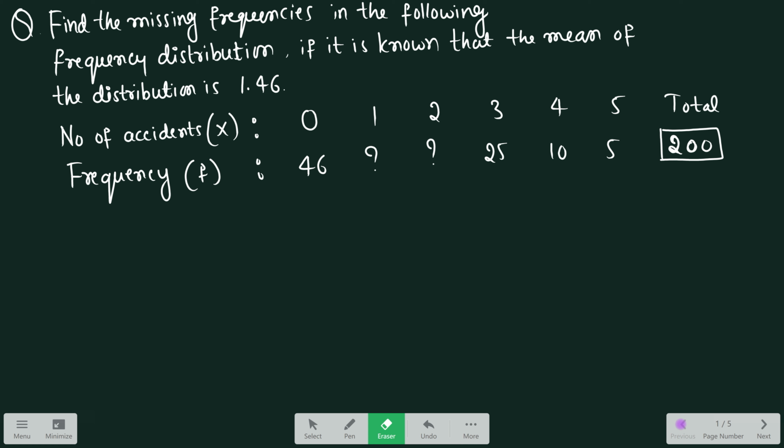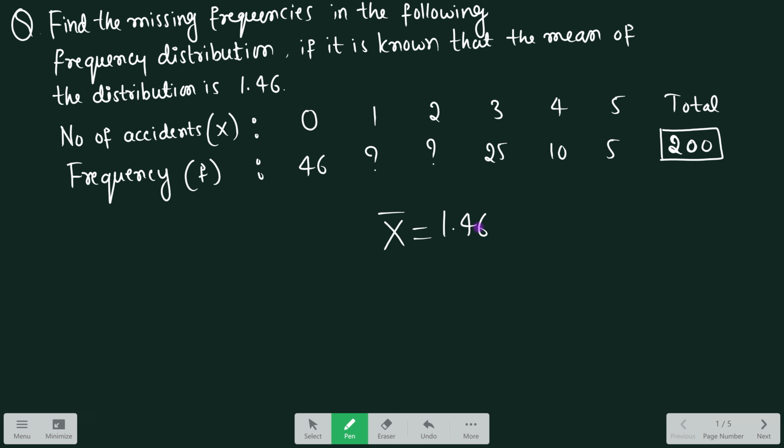Here they have given the following distribution table. In that distribution table, some frequencies are missing. Are you observing the question marks there? It is known that the mean of the distribution is 1.46, they have given the mean. Remember what is meant by mean? It is x bar. They have given x bar is equal to 1.46.